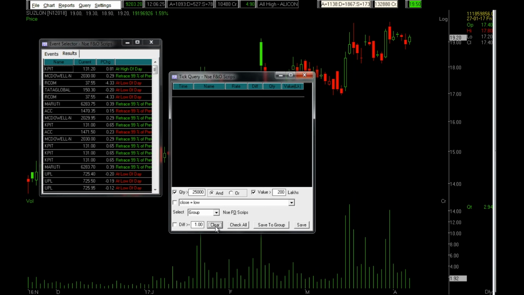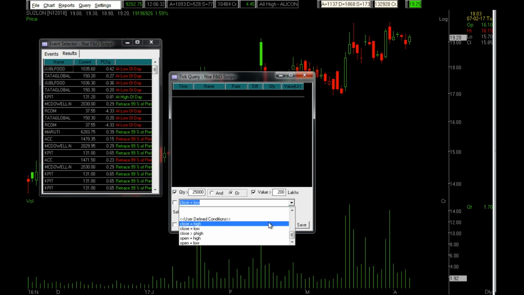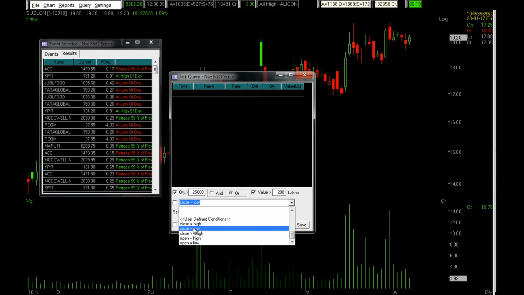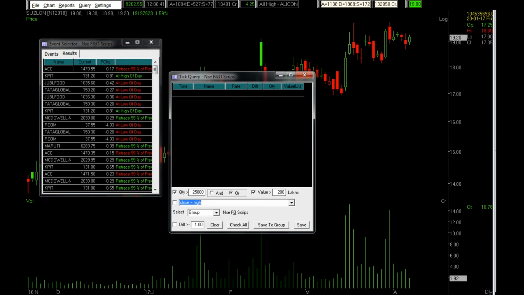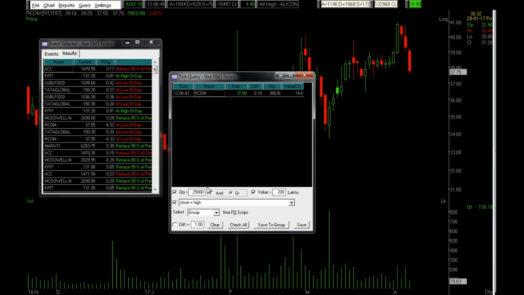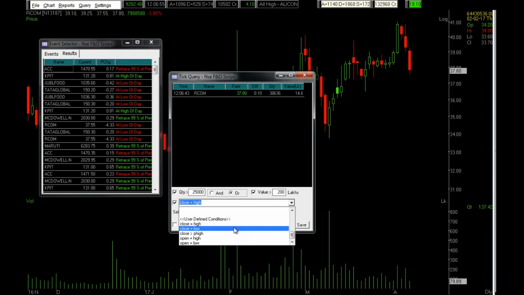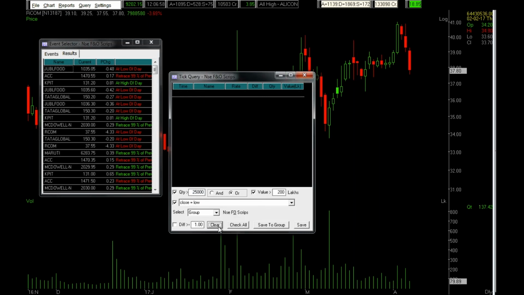Right? Now in this tick query, there's a section over here where I can add some extra conditions. These extra conditions are something like close equal to low or close equal to high. These two are important. What does it mean? If I say close equal to high and I tick it, then I will get those stocks where, ideally, this tick has been satisfied at the highest point of the day or at the lowest point of the day.